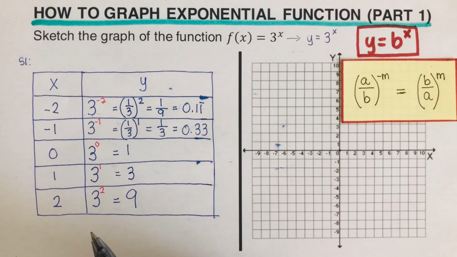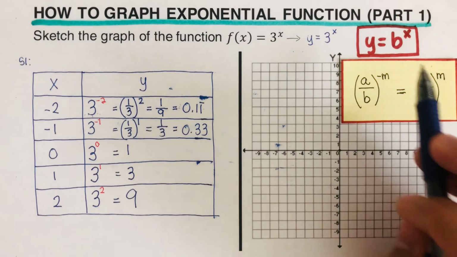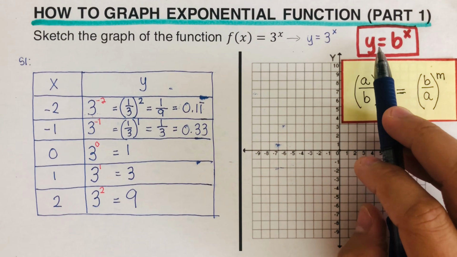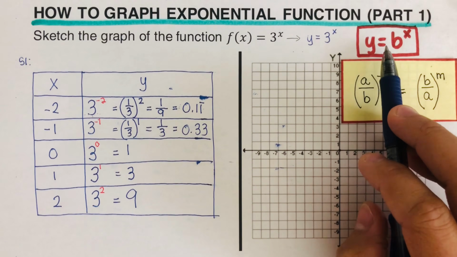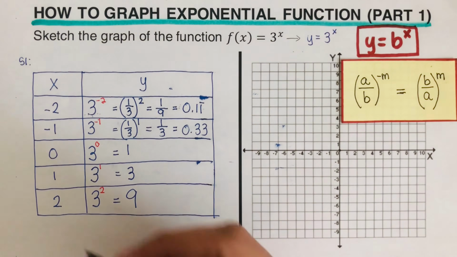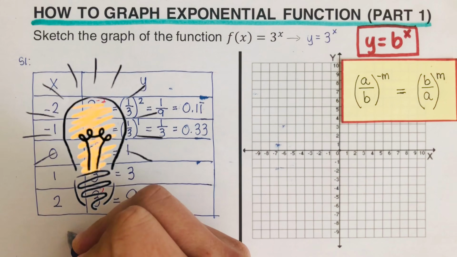So we already have set up the table. Now we remember that for this kind of problem, for this kind of equation that we have here, y is equal to b raised to the power x, our asymptote is always y is equal to 0.